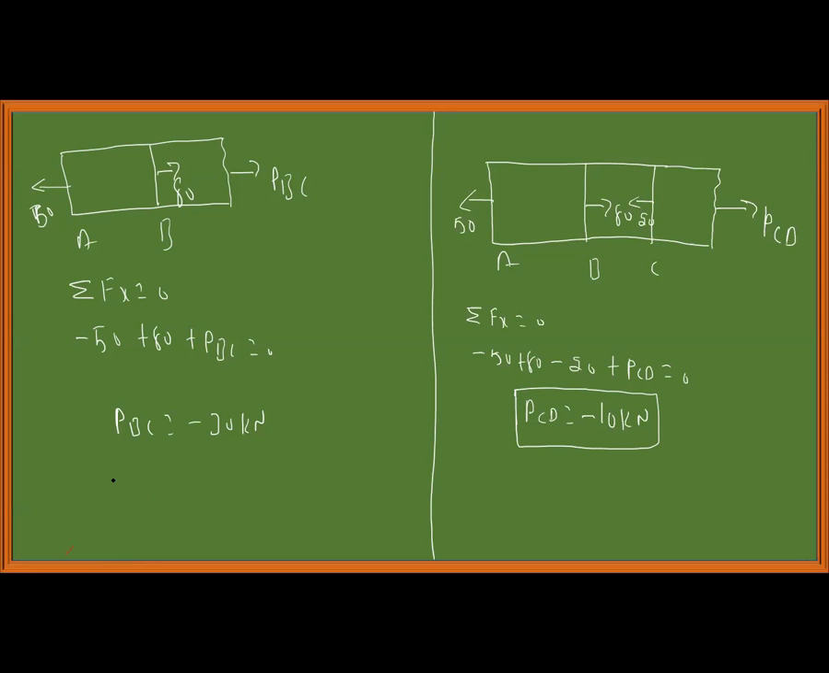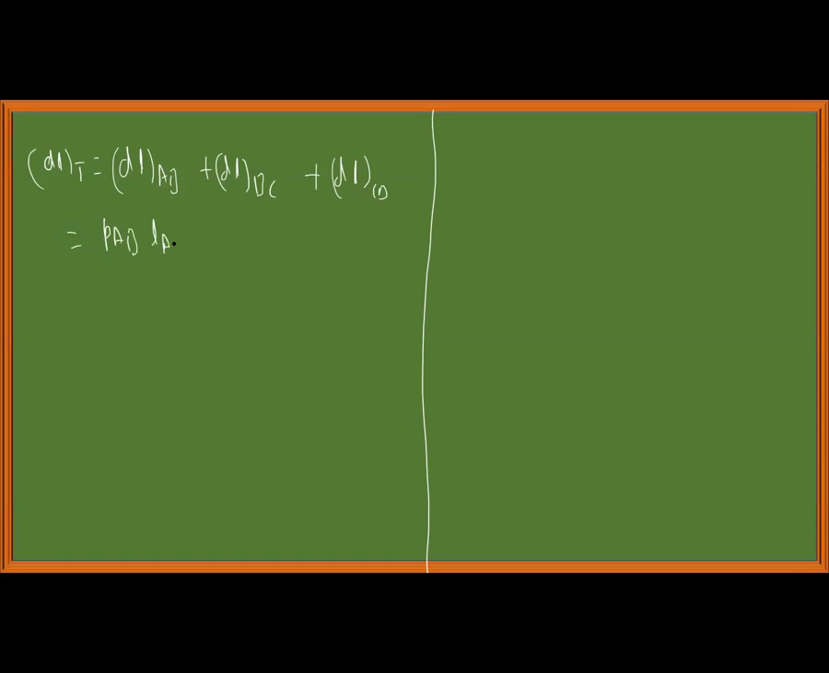Now, what we have to do? We know that the total deformation is equal to the deformation in AB plus the deformation in BC plus the deformation in CD, which is equal to P of AB, L of AB, PL by area of AB, Young's modulus of AB, plus P of BC, length of BC, area of BC, Young's modulus of BC, plus P of CD, L of CD, area of CD, Young's modulus of CD. That is the total deformation.